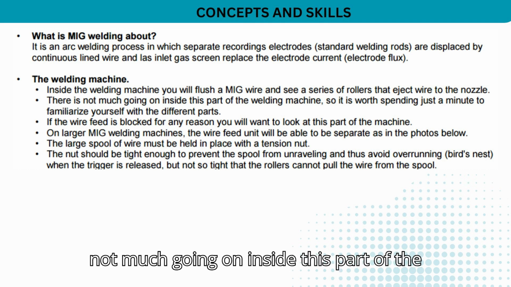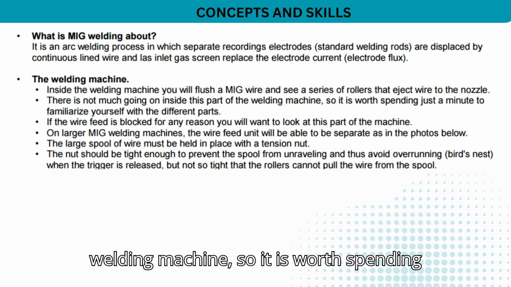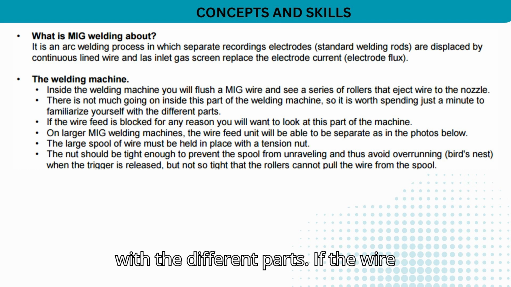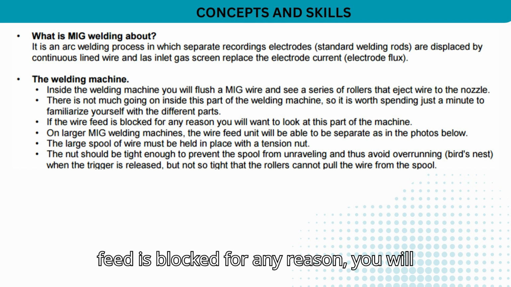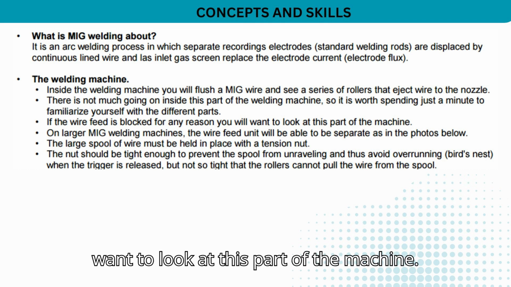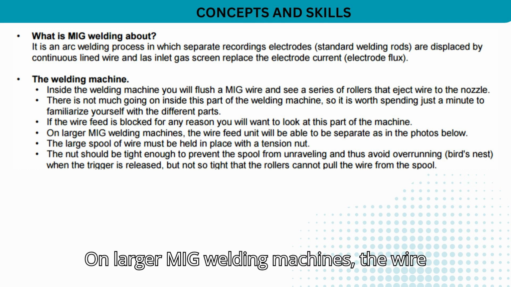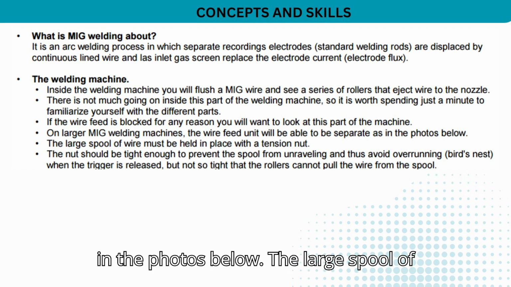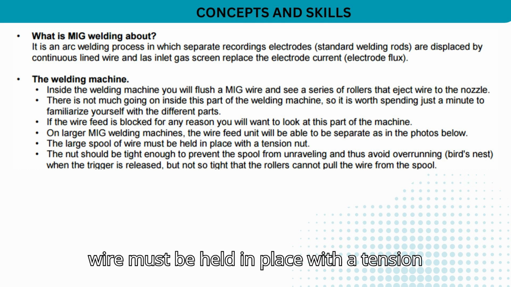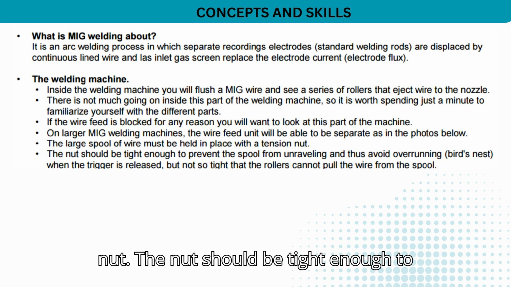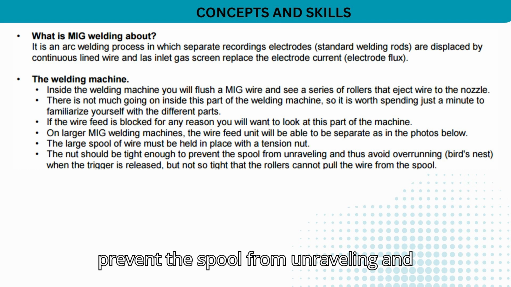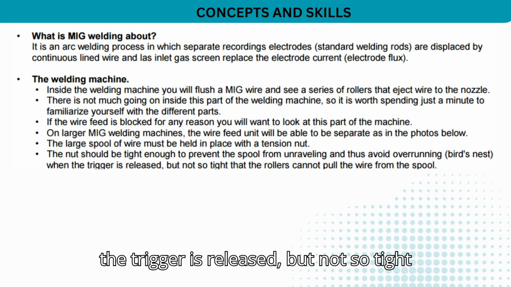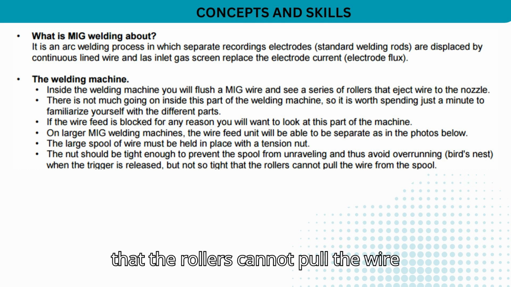There is not much going on inside this part of the welding machine, so it is worth spending just a minute to familiarize yourself with the different parts. If the wire feed is blocked for any reason you will want to look at this part of the machine. On larger MIG welding machines, the wire feed unit will be separate as in the photos below. The large spool of wire must be held in place with a tension nut. The nut should be tight enough to prevent the spool from unraveling and overrunning, causing a bird's nest when the trigger is released, but not so tight that the rollers cannot pull the wire from the spool.